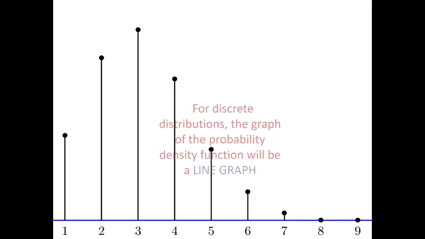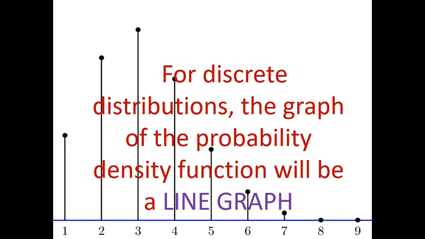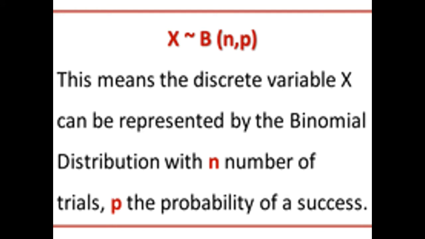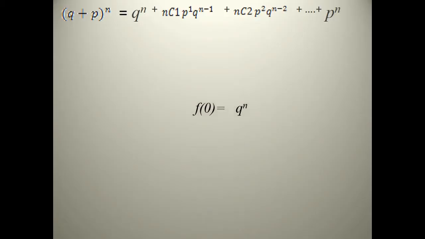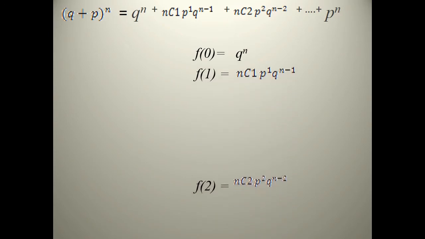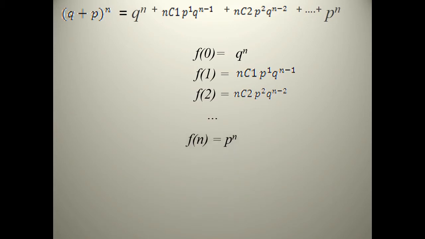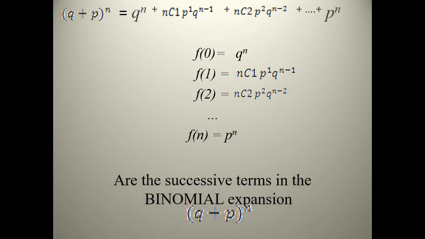As this is a discrete distribution, the graph of the probability density function will be a line graph. The notation B(n, p) means the discrete variable x can be represented by the binomial distribution with n number of trials and p the probability of success. It may be noted that f(0), f(1), f(2), etc. f(n) are successive terms in the binomial expansion (q + p)^n. This is another reason for the name binomial.